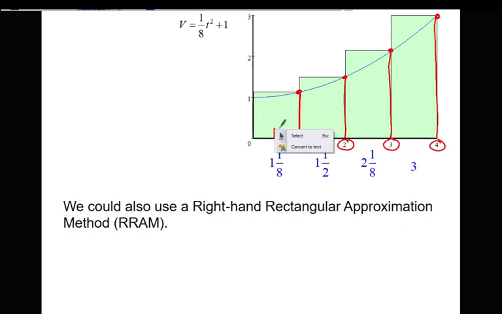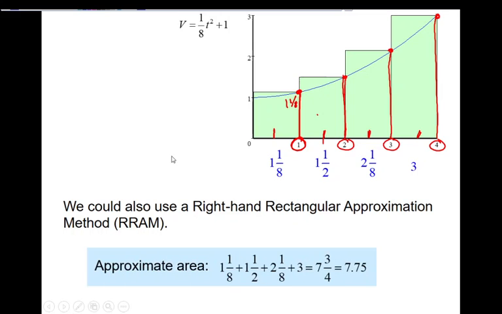Now, since I broke this up into 4 equal pieces, my width on all of these is 1, and like the height here is that 1 1/8, and this height is 1.5. Okay, but the widths are all 1. Okay, so when we add those up, we get our approximation of 7.75. Now, just like the last one was an under approximation, this one here is an over approximation. Okay, because I have extra area. Those rectangles are above my curve.